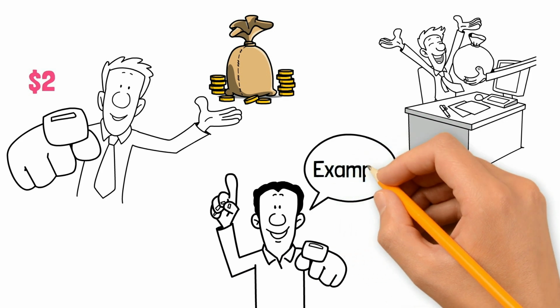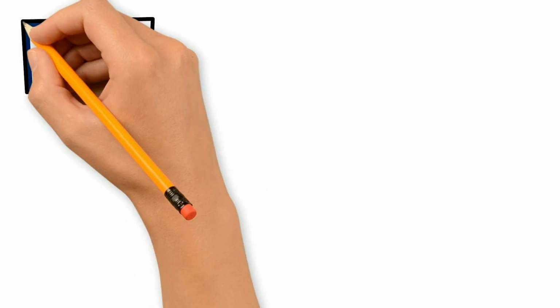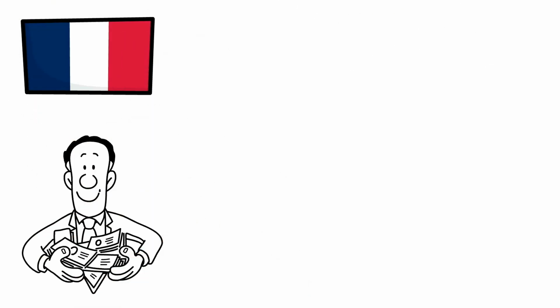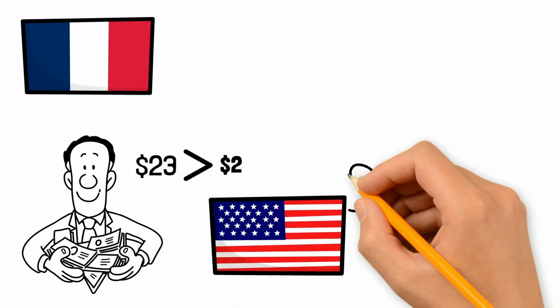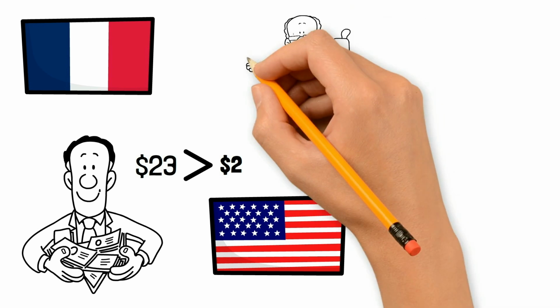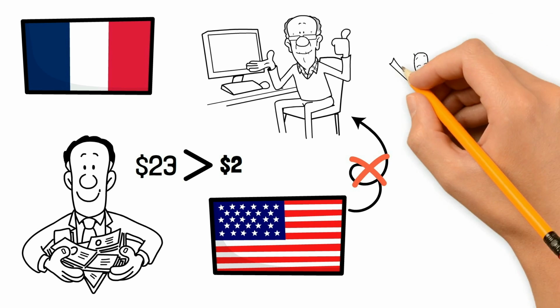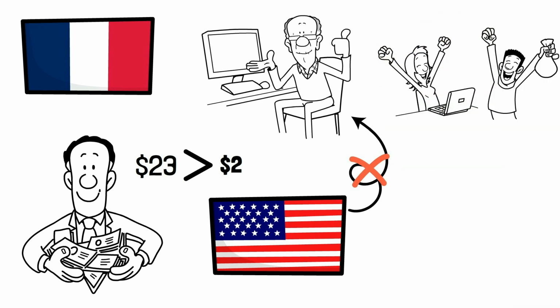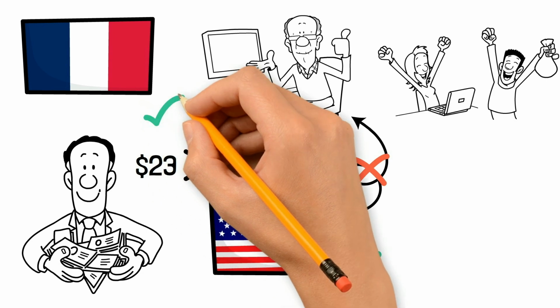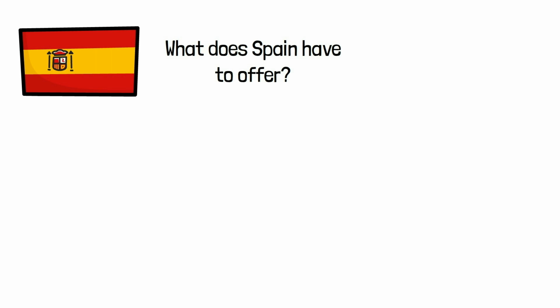And let me show you an example right now. As you can see in France, people can earn a payout of $23. This is much higher than the $2 we saw from the United States. And the reason for this difference is that not many people are using this website to make money in these countries. So they want to incentivize people to start using their website by paying them more money. There are a lot of people using it in the United States, but not many in France. So they want to incentivize them to start using it in France as well. So let's take a look at Spain. What does Spain have to offer?